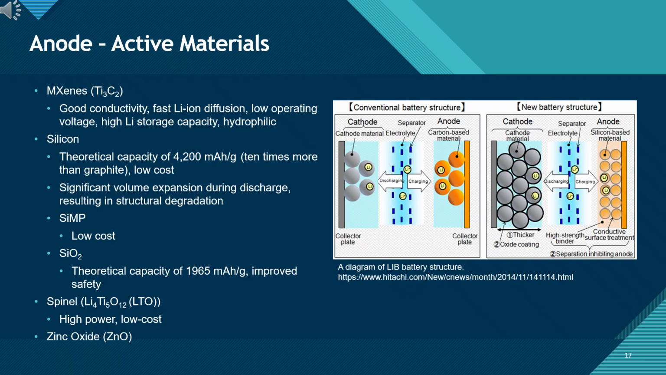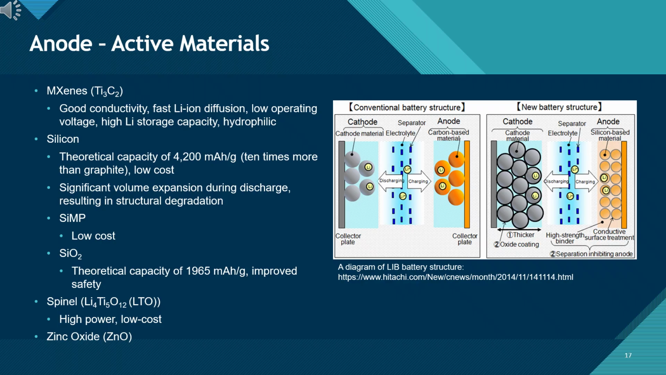Anode, active materials. We just established that graphite is the standard, but as our industry evolves, we are exploring new materials to further push performance. This slide lists some of the advanced options you might encounter. The most exciting development right now is silicon. If you look at the diagram on the right, you can see a comparison between a conventional carbon-based anode and a new silicon-based structure. The key difference is capacity. Theoretically, silicon can hold 10 times more energy than graphite.